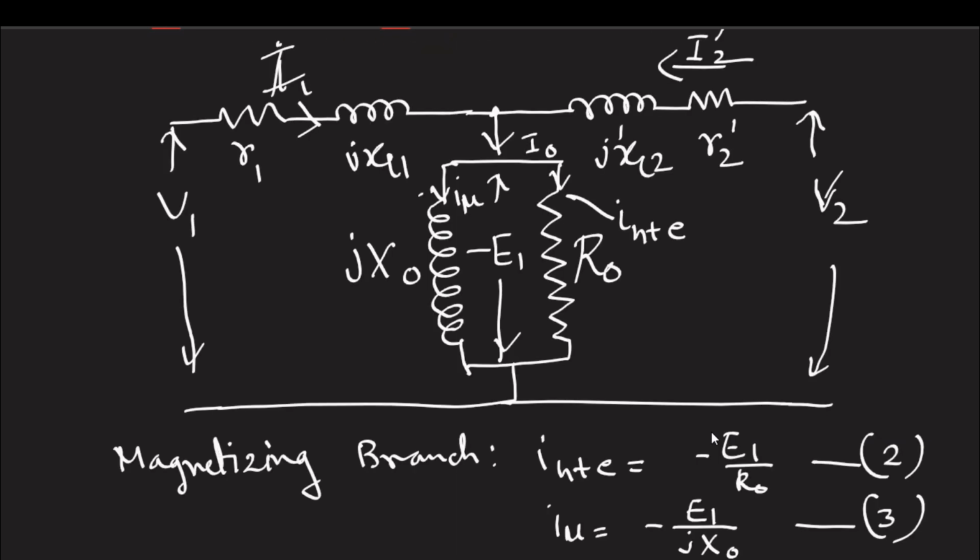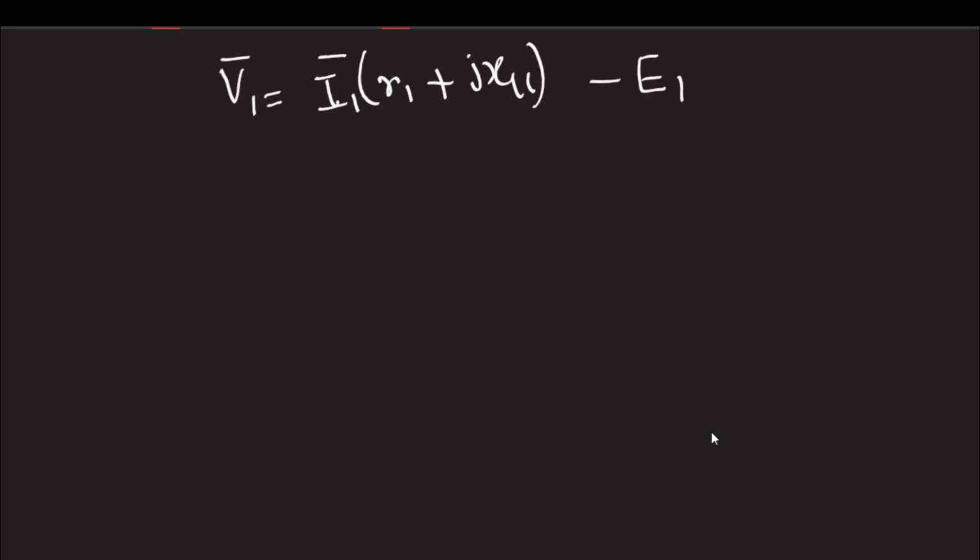So, here this is the case, then we have to write other important equations. What are those equations? Those equations, if you try to apply KVL at the primary side, you will get V1 is equal to I1 R1 plus JXL1 minus E1. This is equation number 4. Then what is equation number 5? Equation number 5 is V2.